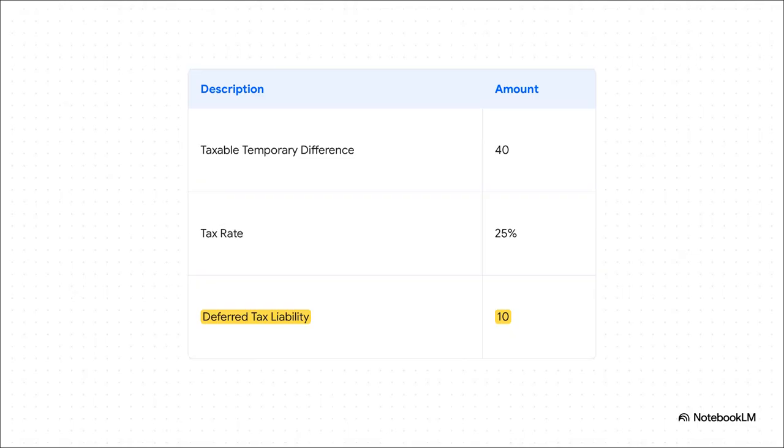And the math is actually pretty simple. You take that temporary difference of 40 from our machine example, you multiply it by whatever the tax rate is, we'll say 25% here, and boom, you get a deferred tax liability of 10. The company has to put that 10 on its balance sheet today as a little note to the world that it owes this tax in the future.